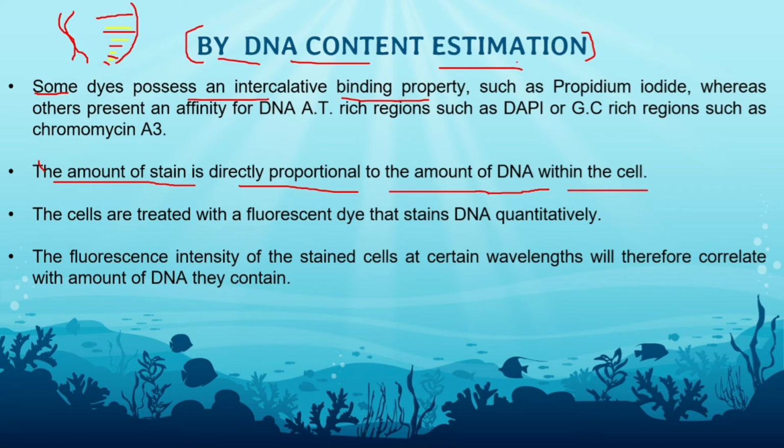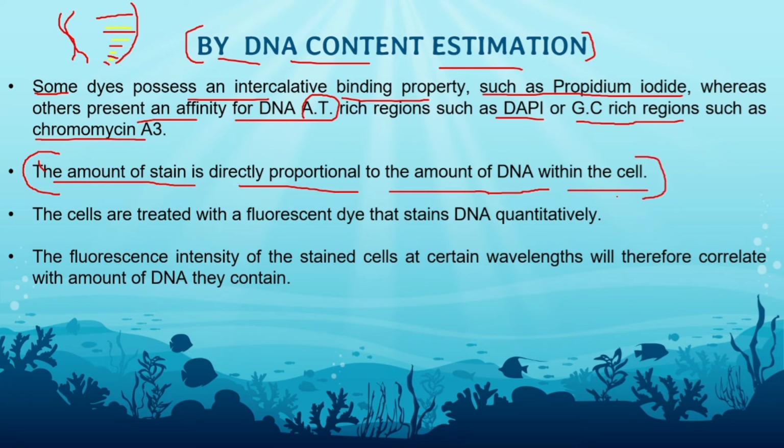Some dyes possess intercalative binding properties, such as propidium iodide, whereas others have an affinity for AT rich regions. There are certain AT rich regions, and a dye such as DAPI has the affinity for the AT rich regions in the DNA, and some dyes like chromomycin A3 have the affinity for the GC rich regions. So these are the different places where we can use these dyes to stain the DNA. The basic principle is the amount of stain is directly proportional to the amount of DNA.